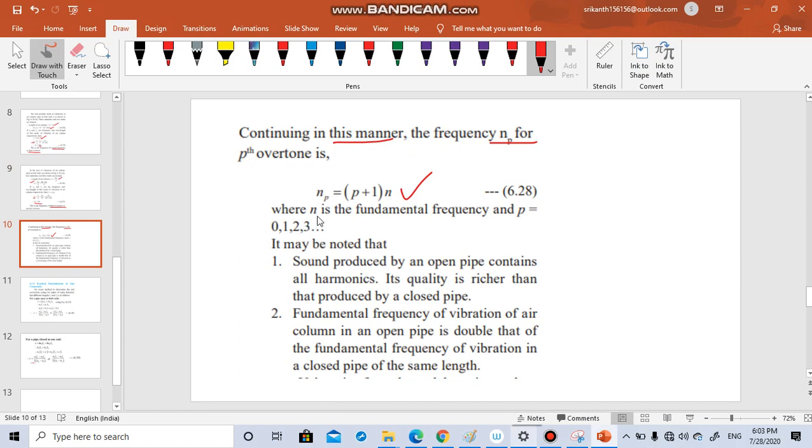So in this formula, what is n? N is the fundamental frequency and p is equal to 0, 1, 2, 3, etc. You need to understand that n is a frequency, it is not a number. N is a frequency. So for different overtones, you can find the frequency using this formula. You have to look in the question whether both ends are free or one end is fixed and one end is open.